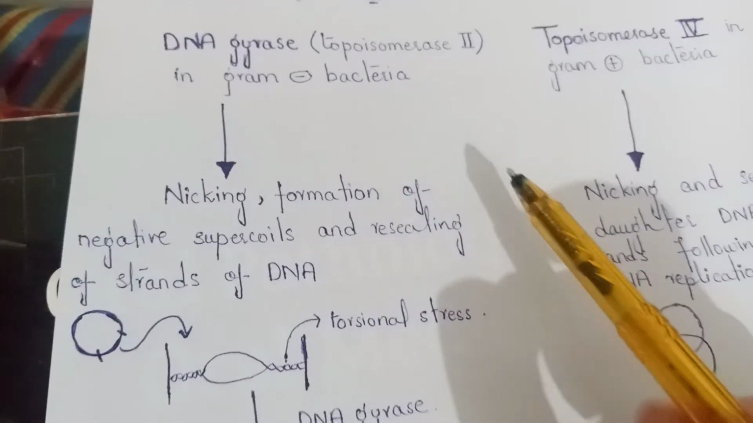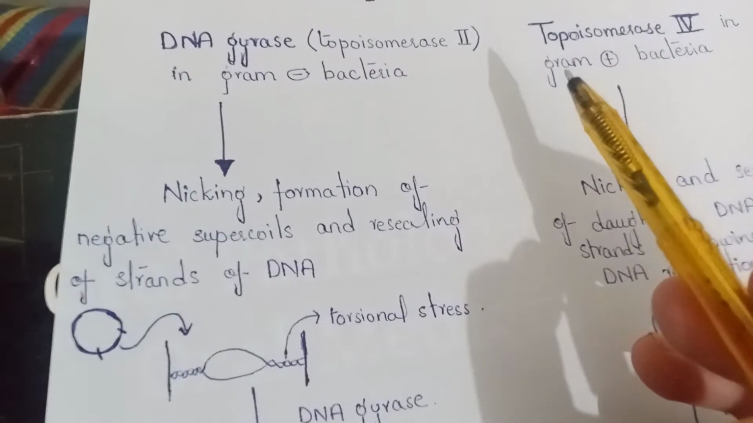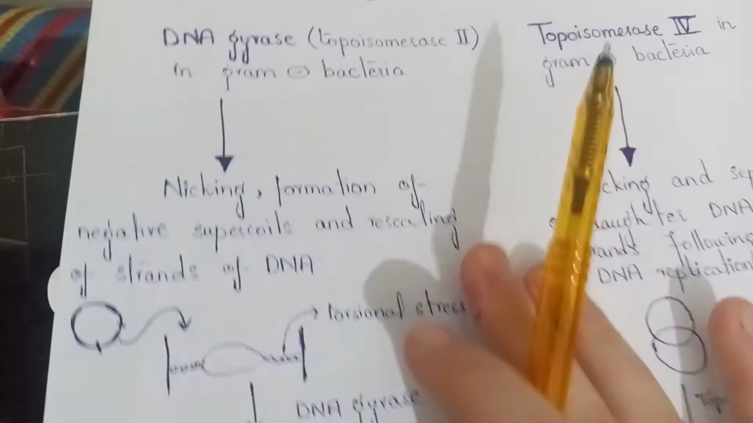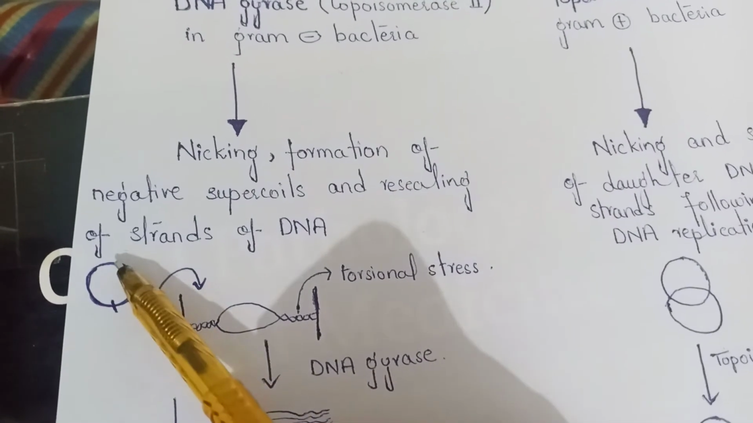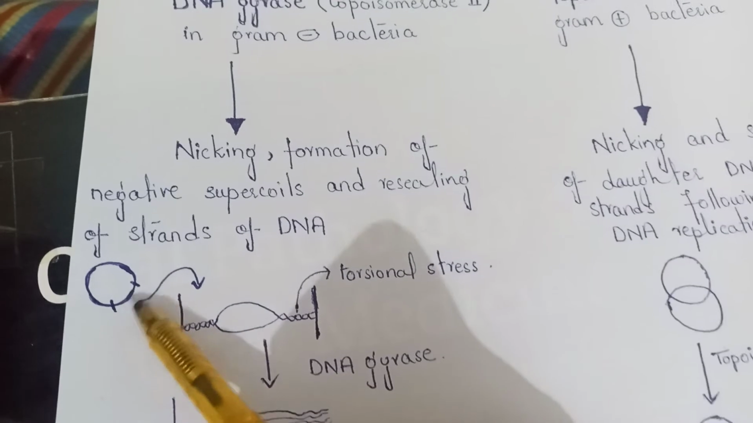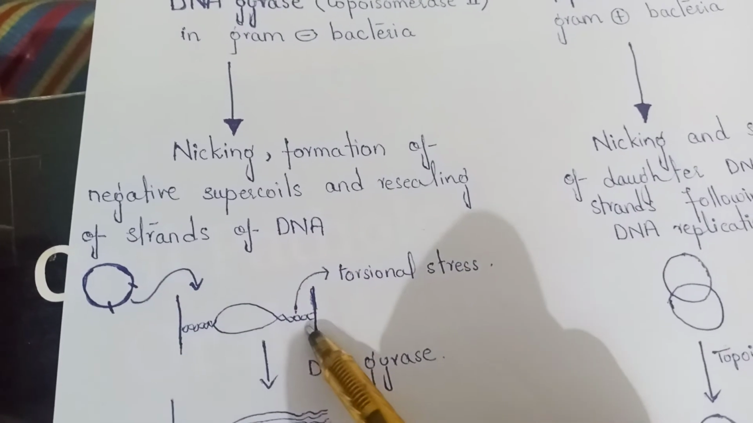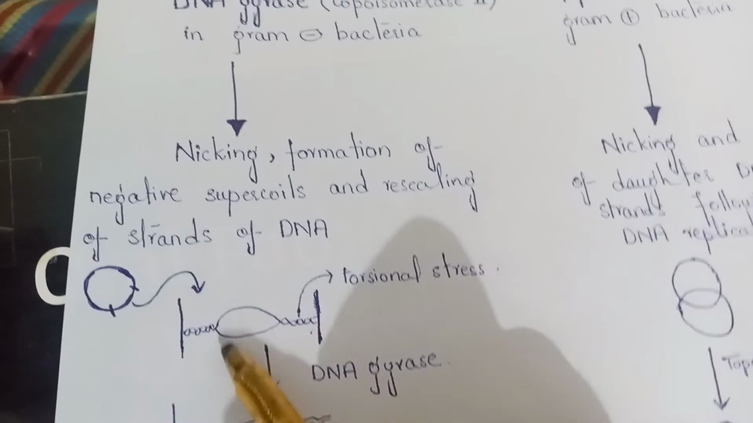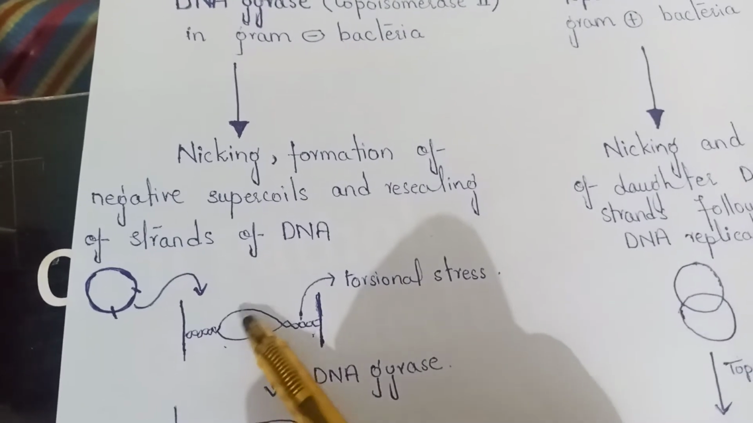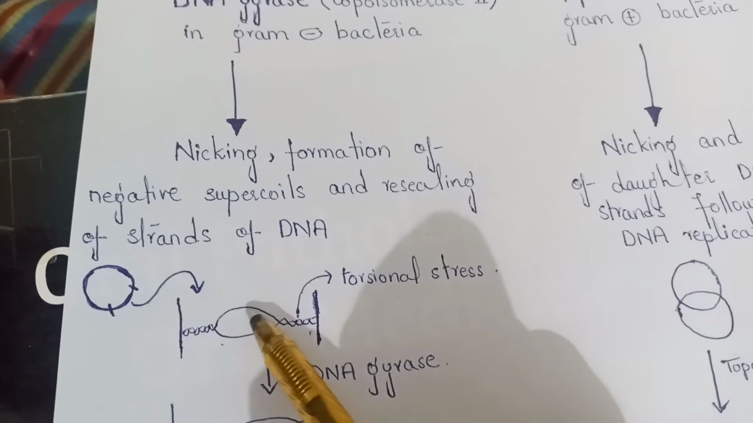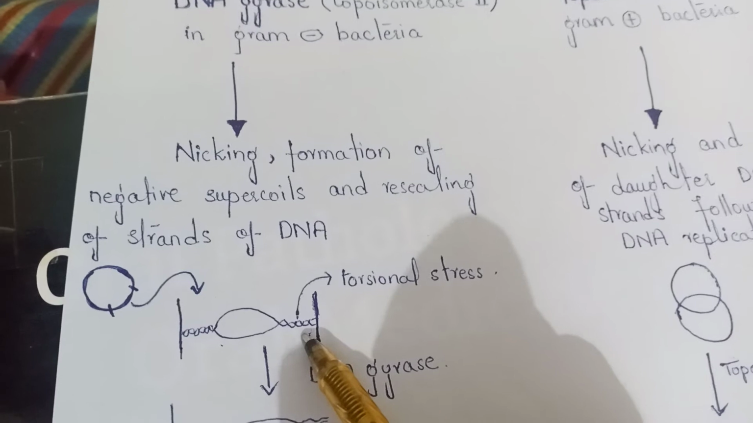Now, what does DNA gyrase do? DNA gyrase basically nicks, meaning it cuts, and it forms negative coils. If you can see over here, take it as double stranded DNA. Now we took a small portion of this double stranded circular DNA. Here it is. Now in order to replicate, a replication fork must be formed. If the replication fork is going to form, it produces a torsional stress, right?